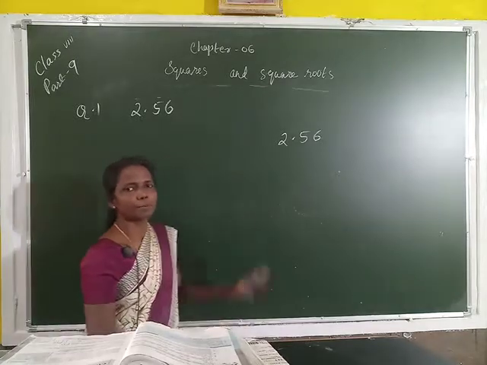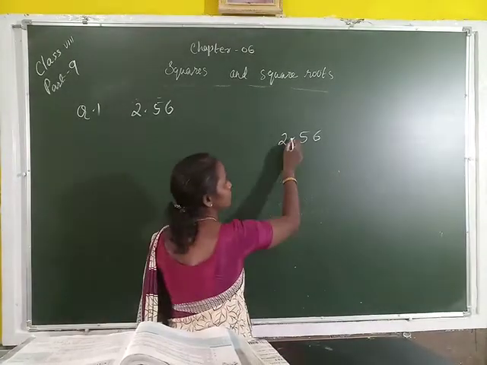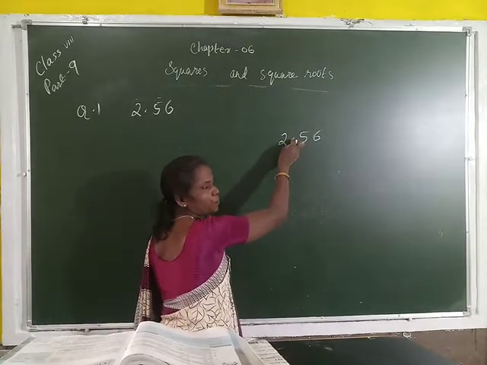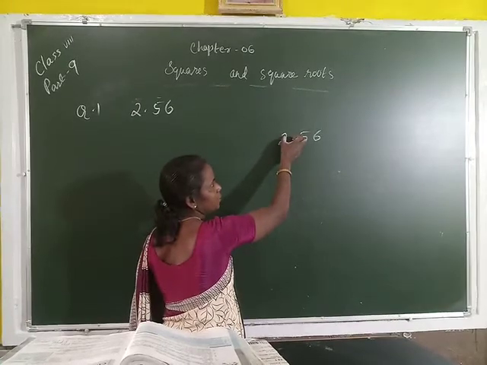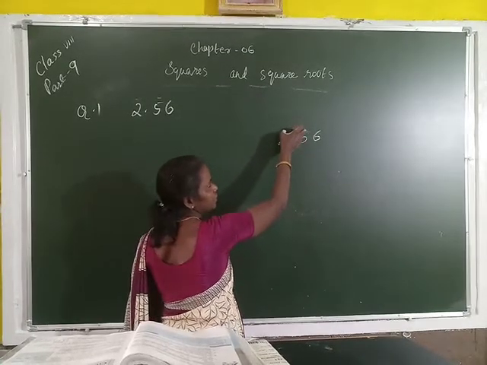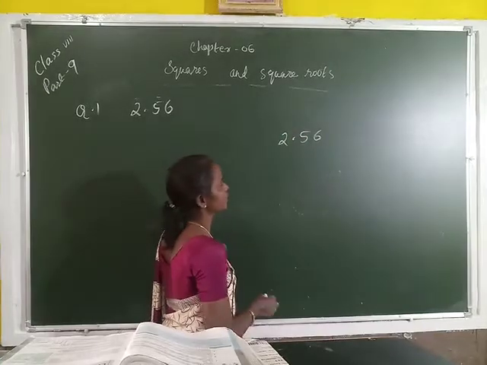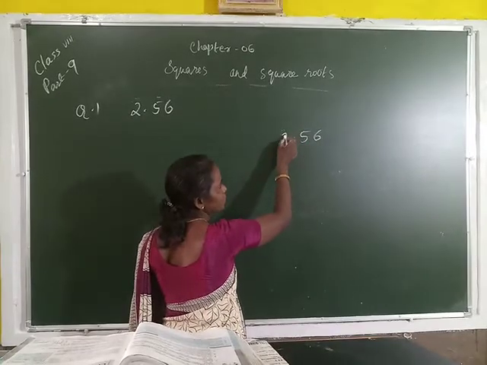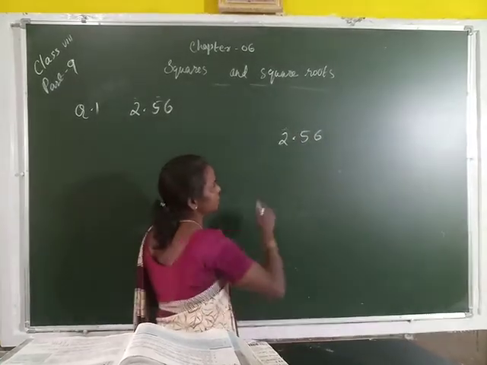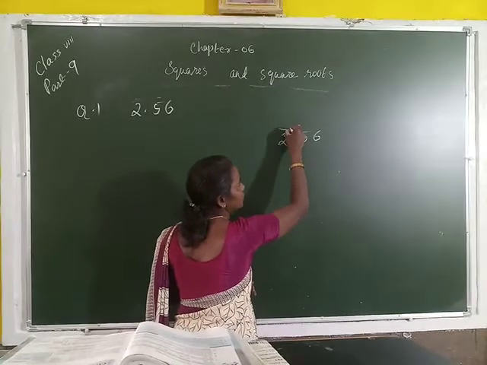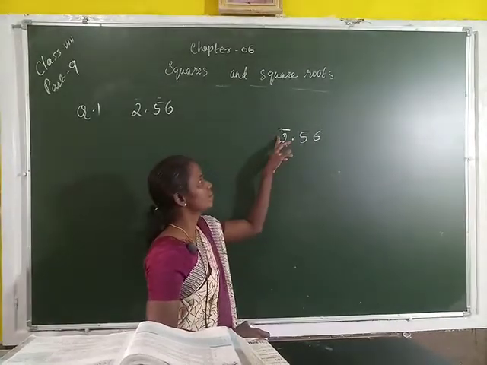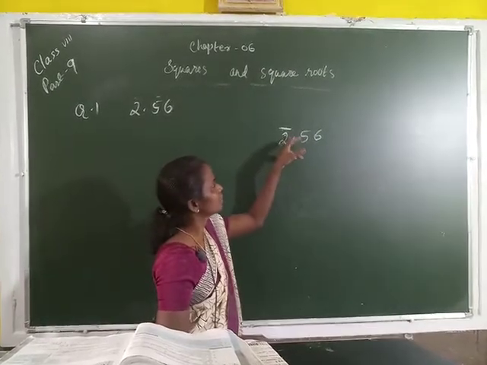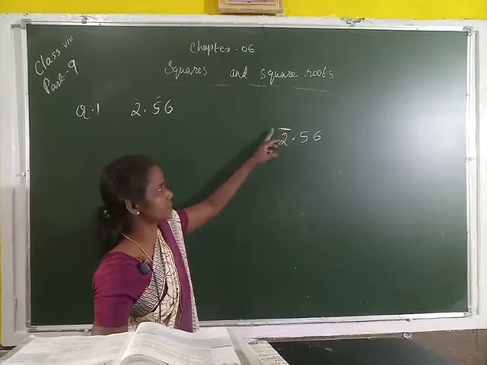Then how to put a bar? First make it pairs. Look at this point. Before the point is the integral part. First we put the bar on the integral part like a whole number. This is only one number, in the one's place. This is only one digit set. So the first bar starts from the one's place.